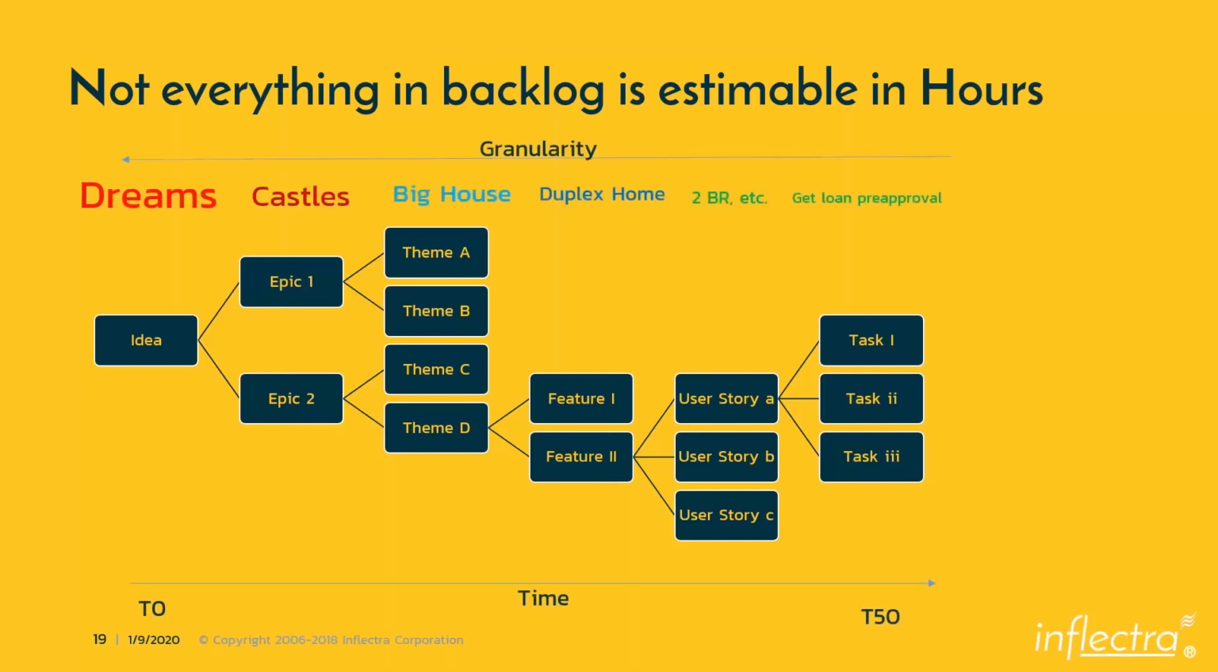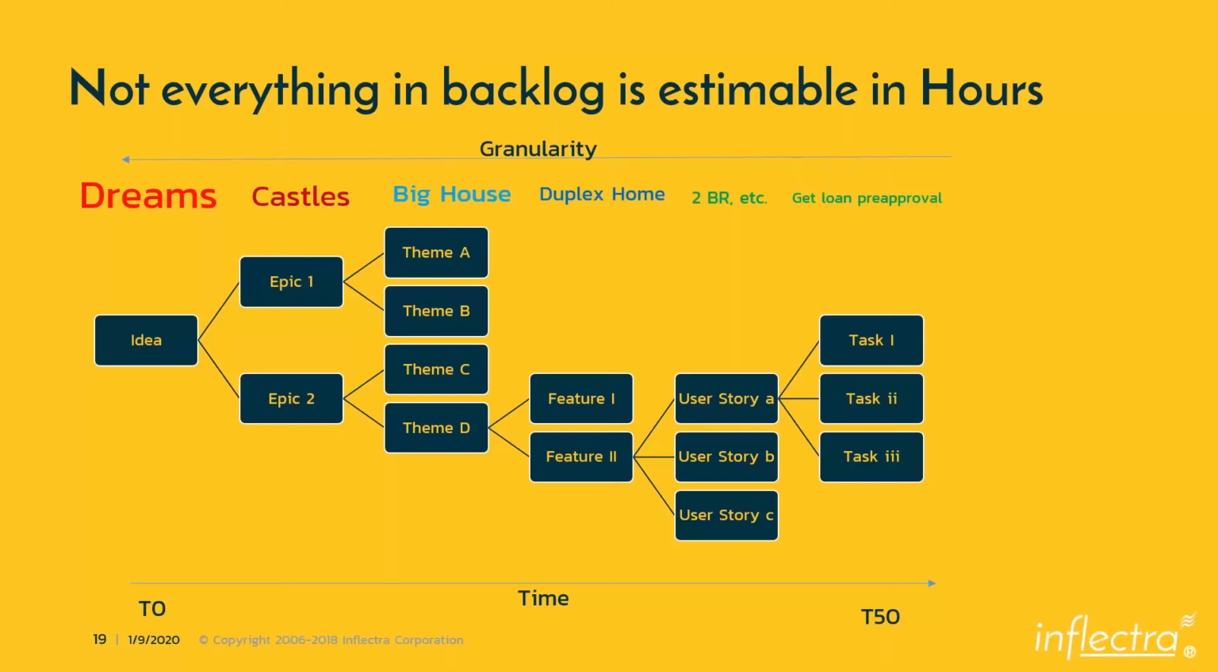But when you look at this, the granularity changes across the entire spectrum. At the very beginning, the idea is too huge, like a huge dream, which gets broken down into castles and big houses and a duplex home, and then a 2-bedroom apartment, and finally talking about how to get a loan approval. So the granularity is changing. As time progresses, you are able to get down to a lot more granular detail.